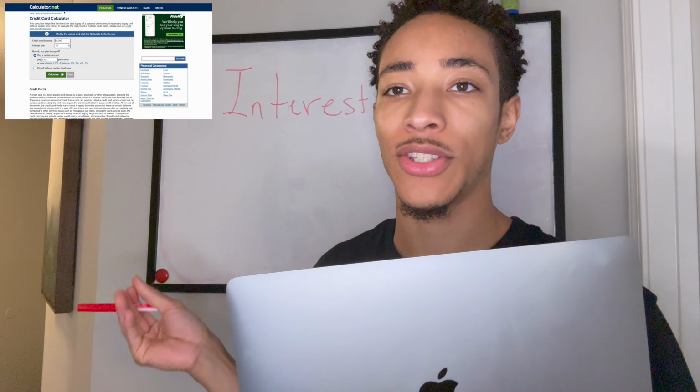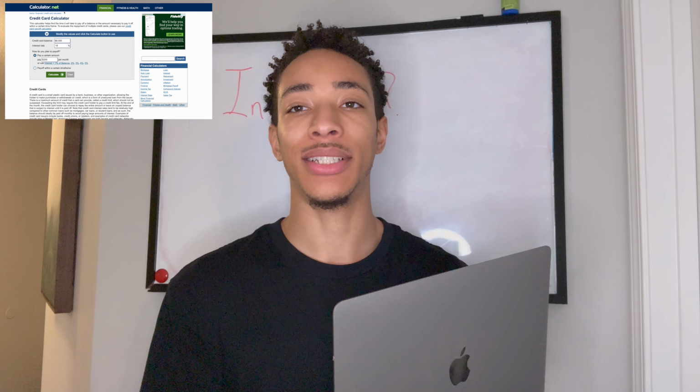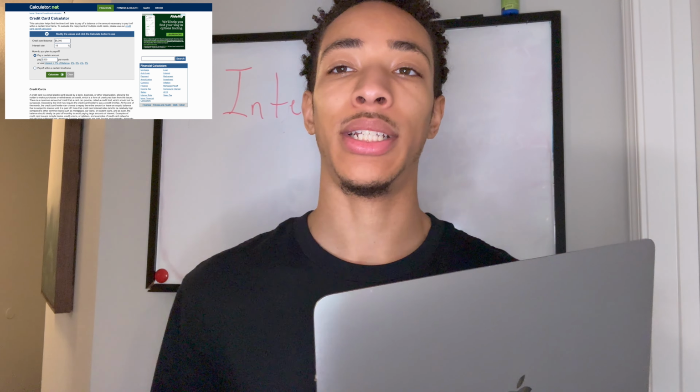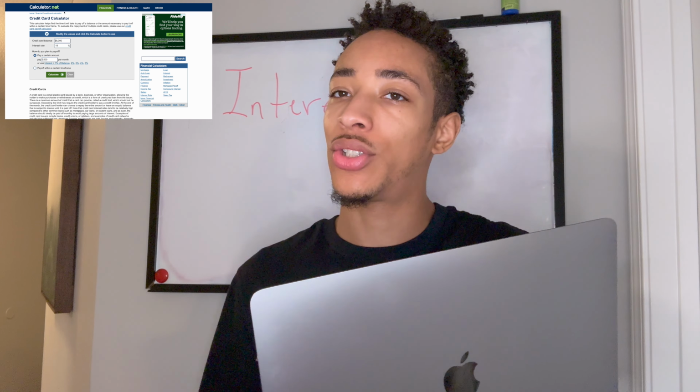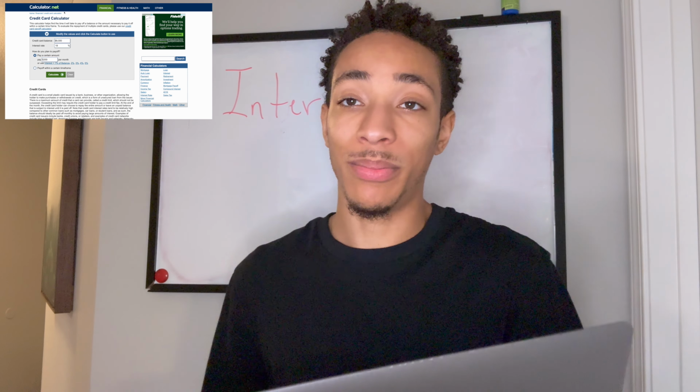Today we're going to be learning about interest. What is interest? It's the extra that they charge on top of what you borrow whenever you use your credit card or anything like that. The first thing you want to do to know how much interest you're going to pay is pull up an interest calculator.